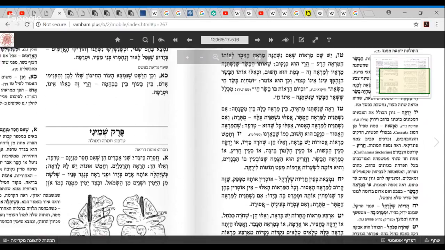Now, Rabbeinu will give the list of colors or appearances that are considered prohibited.